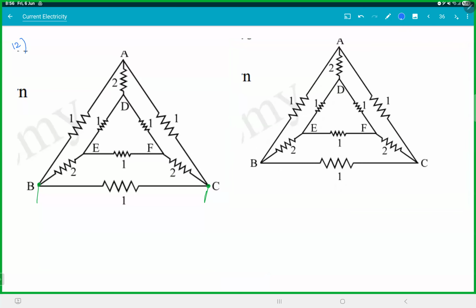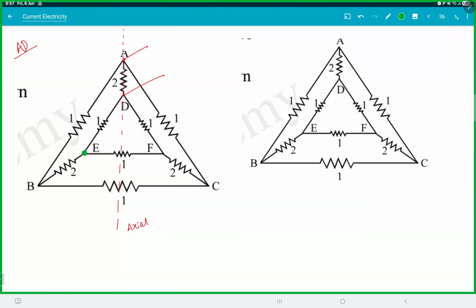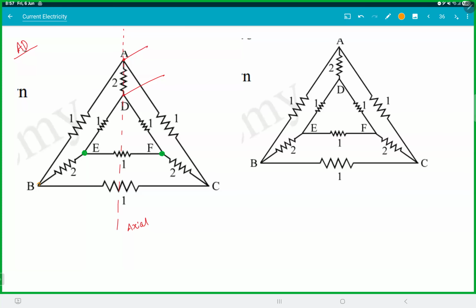We are doing AD. If you see, if I draw the line here, this is an axial symmetry. I can fold the circuit, but it also means the left and right are identical. If the left and right are identical, that means if you look at this, E's potential and F's potential is same. Agreed? Similarly, B's potential and C's potential is same. Agreed? Left and right have identical potentials.